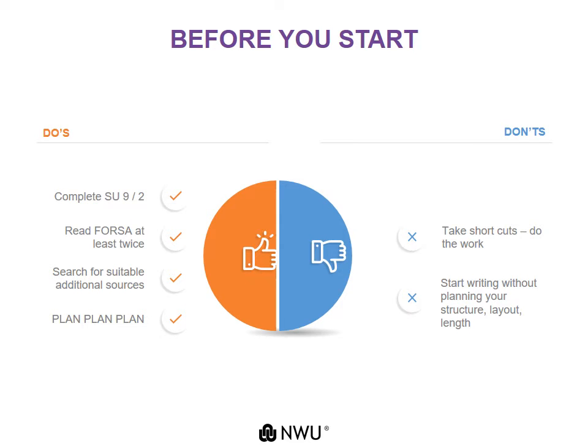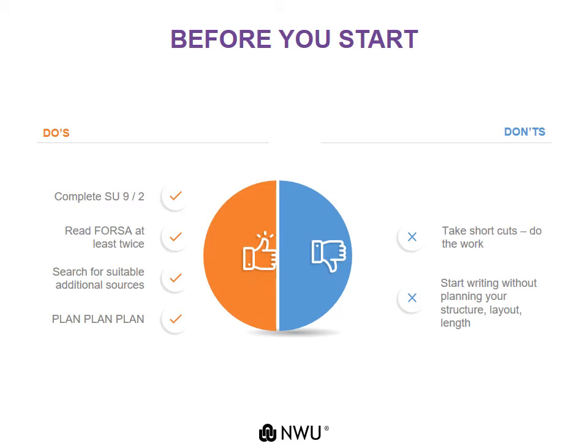So before you start, what should you do? You have to work through the entire study unit on limitation of rights. If you're a 275 student, this is study unit 9. If you're a 223 student, it's study unit 2. You have to read the freedom of religion South Africa case, the case that this is about, at least twice, so that you have a proper grasp of the facts and the legal issues in contention.